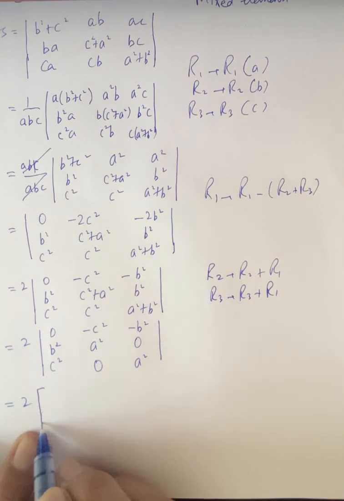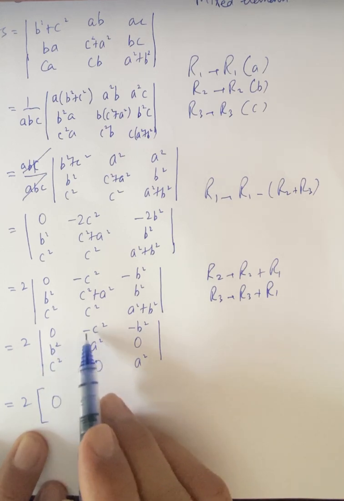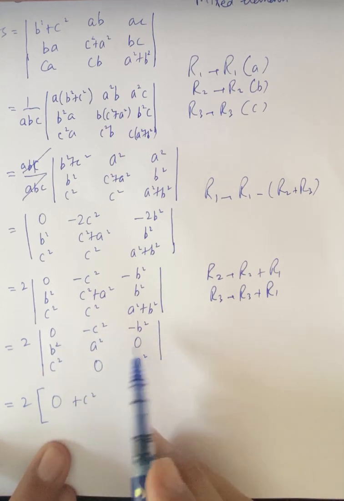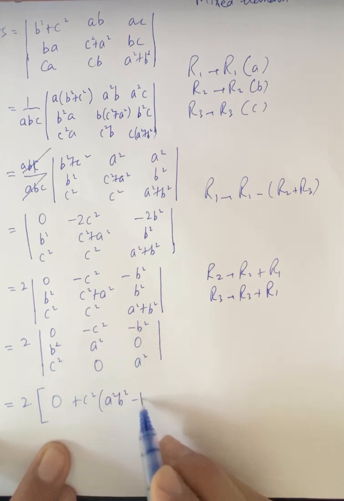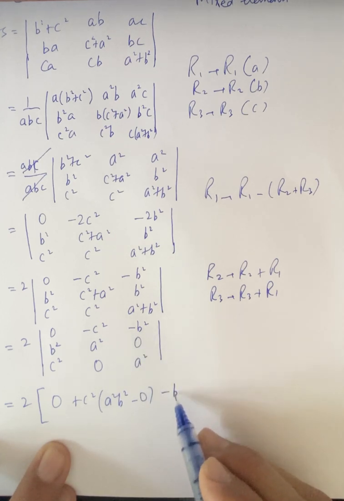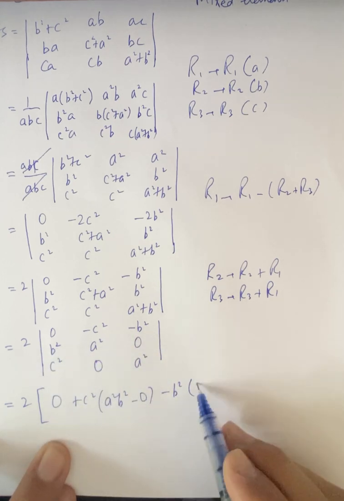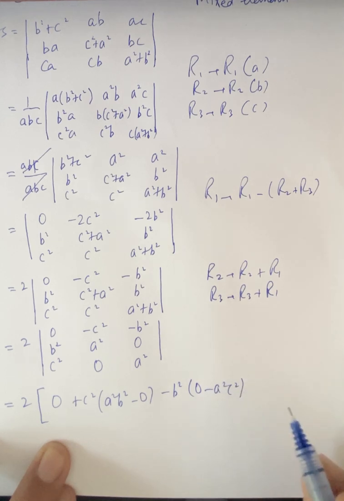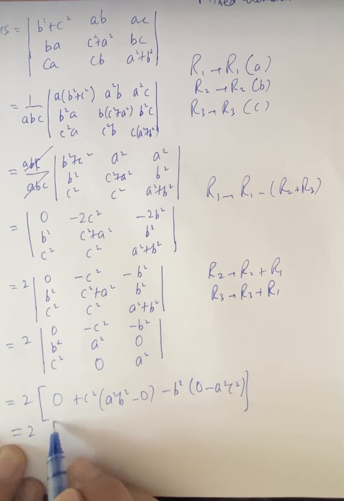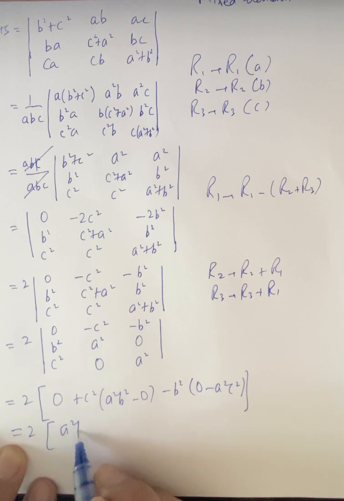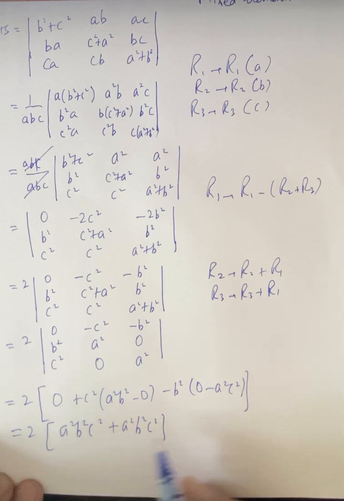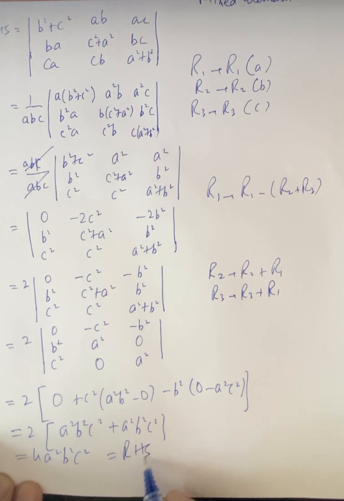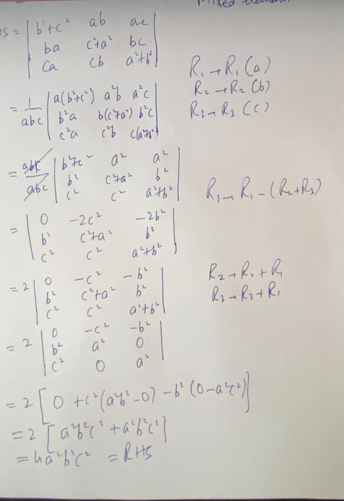This is 2. This is 0. Then minus c square becomes plus c square into this minus this: a square b square minus 0. Then it's minus b square into 0 minus a square c square. That's 2 times a square b square c square plus a square b square c square. Or this is 4 times a square b square c square, same as the right hand side. Okay.